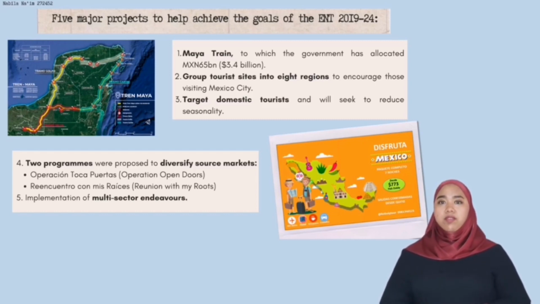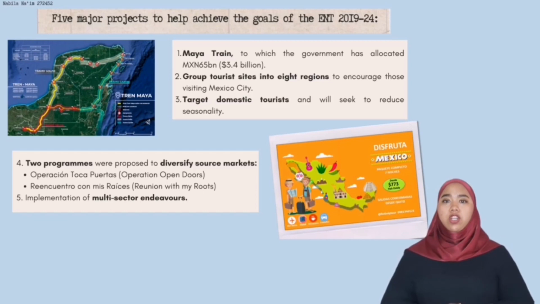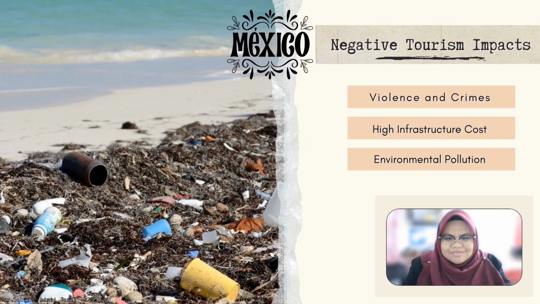And lastly, the fifth project will be the implementation of a multi-sector endeavor to ensure the area around tourist locations meets basic infrastructure needs such as housing, drinking water, drainage, and electricity. So that's all for me. I will pass to the next presenter.